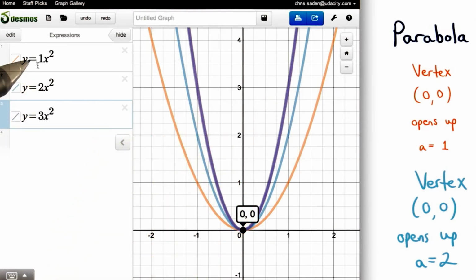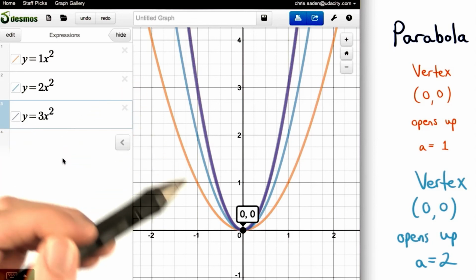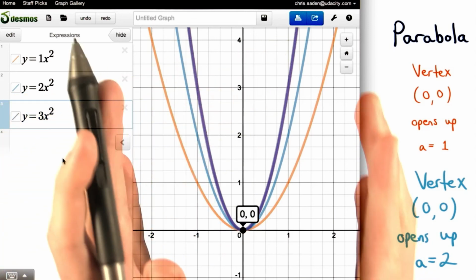The a value is always a quick way to get one point that is to the left of the vertex and one point that is to the right of the vertex whenever a parabola is in the form y equals. Notice too that as the a value gets bigger, our parabola stretches vertically, or in other words, it gets more narrow.